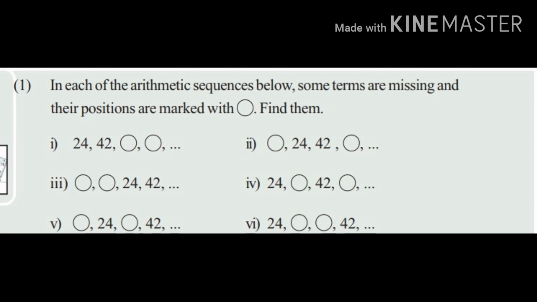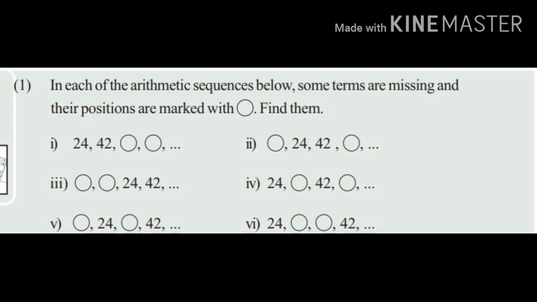So the question is, in each of the arithmetic sequences below, some terms are missing and their positions are marked with a circle. Find them. So in these 6 sub-questions, some terms are missing. We have to find those terms. Now I am going to do the second sub-question because the first one is very easy.